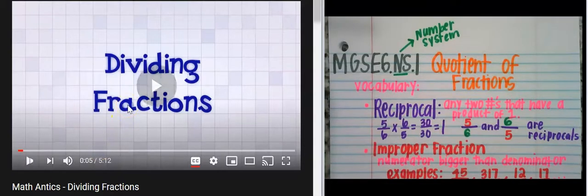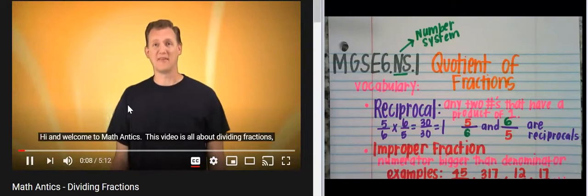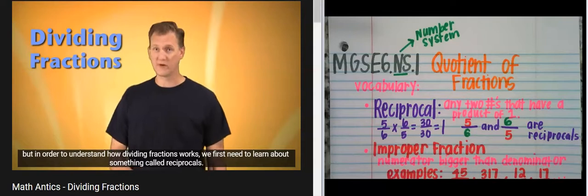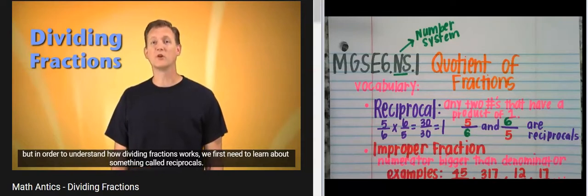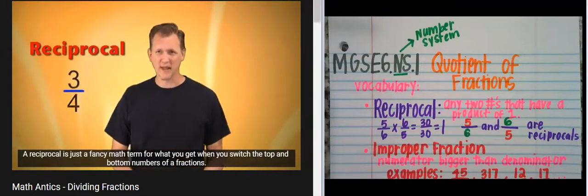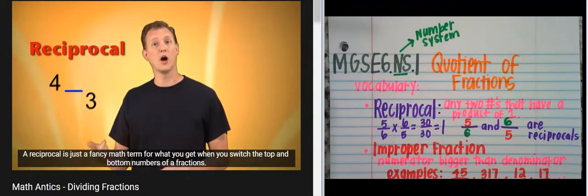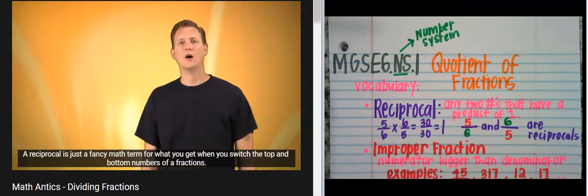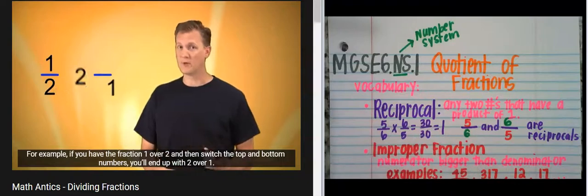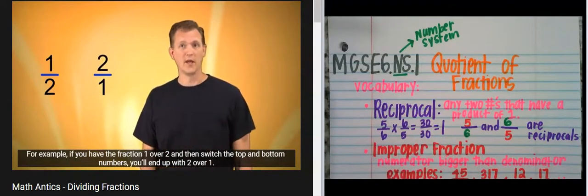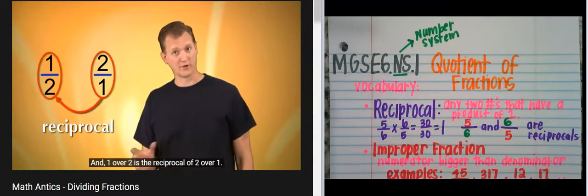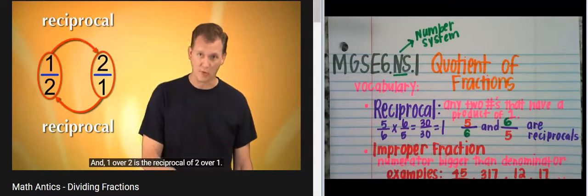All right, let's go. Hi, and welcome to Math Antics. This video is all about dividing fractions. But in order to understand how dividing fractions works, we first need to learn about something called reciprocals. A reciprocal is just a fancy math term for what you get when you switch the top and bottom numbers of a fraction. For example, if you have the fraction 1 over 2, and then switch the top and bottom numbers, you'll end up with 2 over 1. 2 over 1 is the reciprocal of 1 over 2. And 1 over 2 is the reciprocal of 2 over 1.